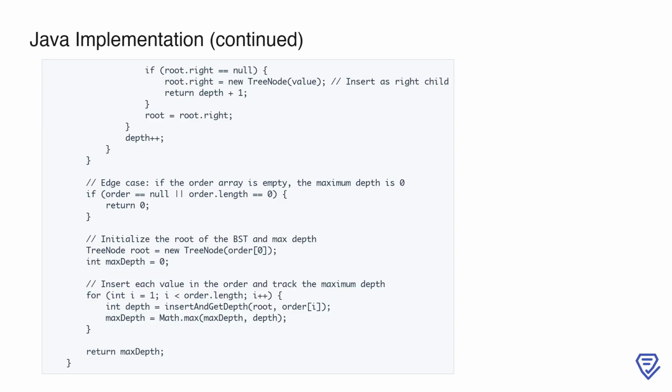Then, we iterate through the rest of the array, inserting each value into the tree using the insert_n_get_depth function. After each insertion, we update the maximum depth by comparing the depth of the current insertion with the current maximum depth. Finally, we return the maximum depth.